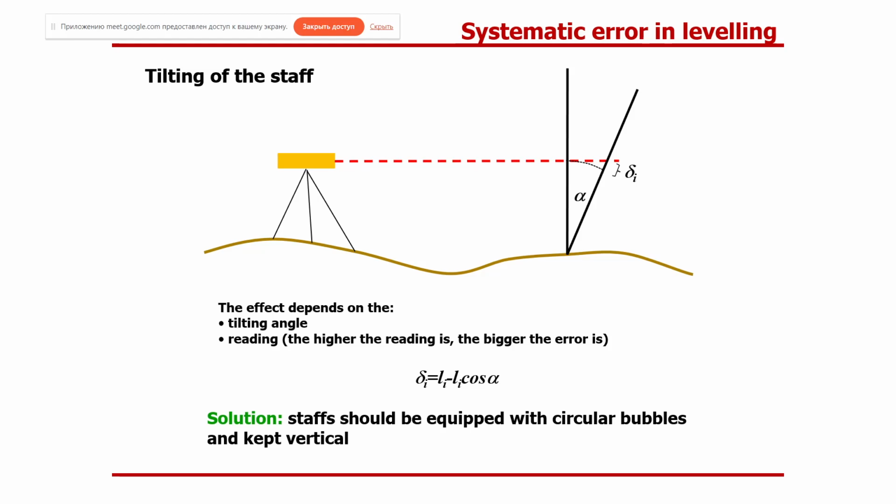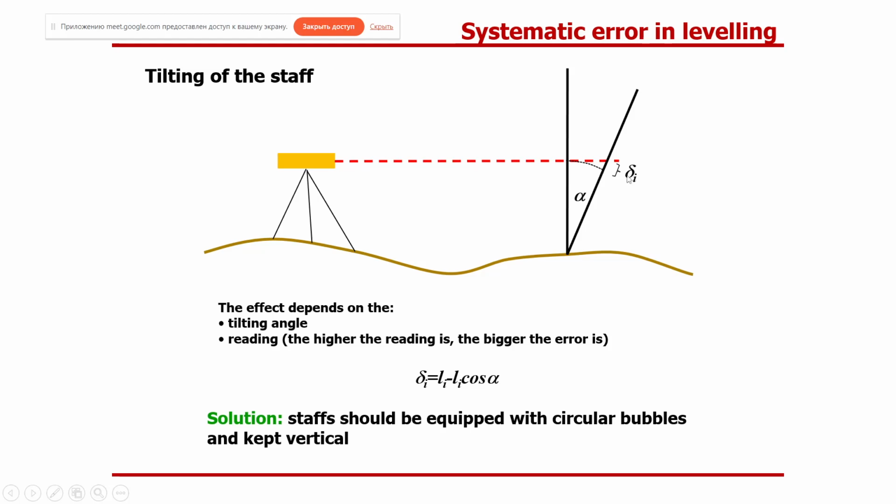Tilting of the staff. A rod, we call every rod the staff while leveling, should be vertical, should have a vertical position. This effect depends on the tilting angle alpha and the reading: the higher the rod reading is, the bigger the error is.